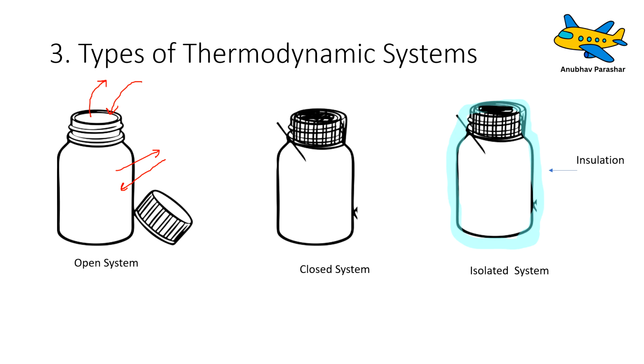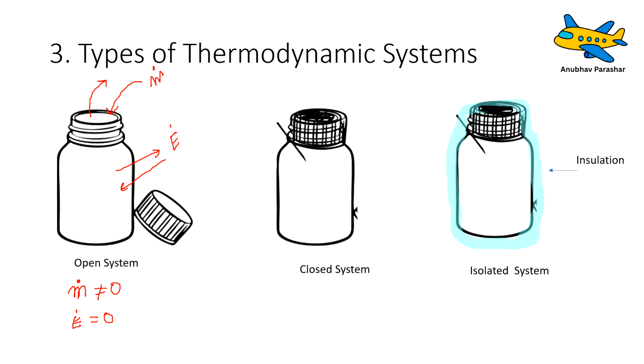So in an open system, the mass flow rate is not equal to zero and energy flow rate is also not equal to 0, right? Now, energy flow rate can be of two types. We will see it later on. It can be heat transfer or it can be work transfer, right? We'll see that later on. But in an open system, both mass flow rates and energy flows are allowed, right?